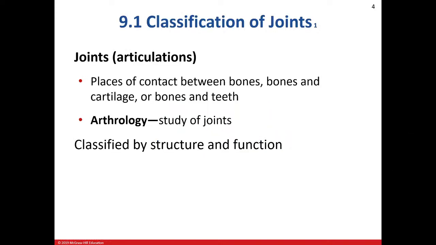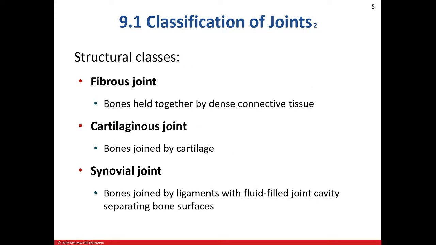Joints. All right, so joints are also known as articulations, and they are places of contact between bones, bones and cartilage, or bones and teeth. Arthrology is the study of joints, and they are classified by their structure and function. So the structural classes of joints: we can have fibrous joints, cartilaginous joints, or synovial joints.